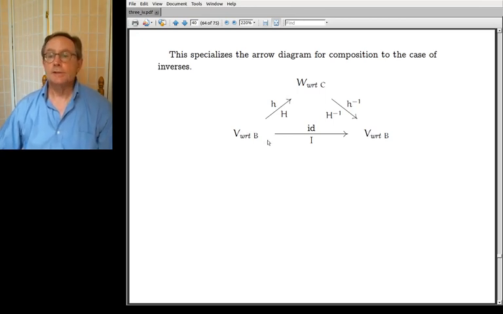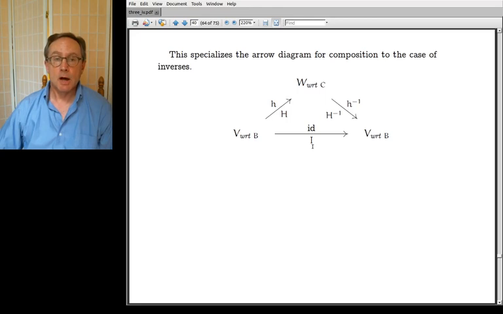Still, another thing to see here is that I have, of course, the matrix capital H and the matrix capital H inverse. And on the bottom here, I have the matrix capital I. That's the identity matrix, the one that's square, all zeros except for ones down the main diagonal. Because capital I is the identity matrix, that says with respect to the basis B, and that also says with respect to the basis B. Okay, so this is the arrow diagram for composition specialized to the special case that we want to consider.